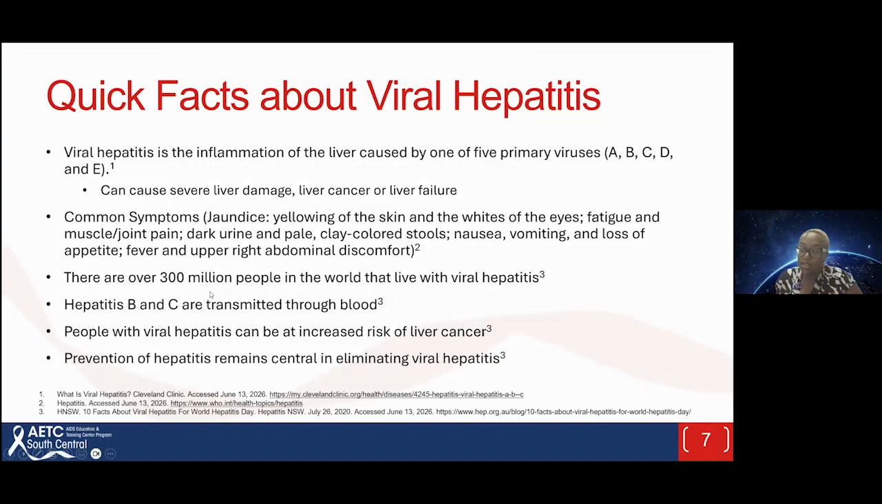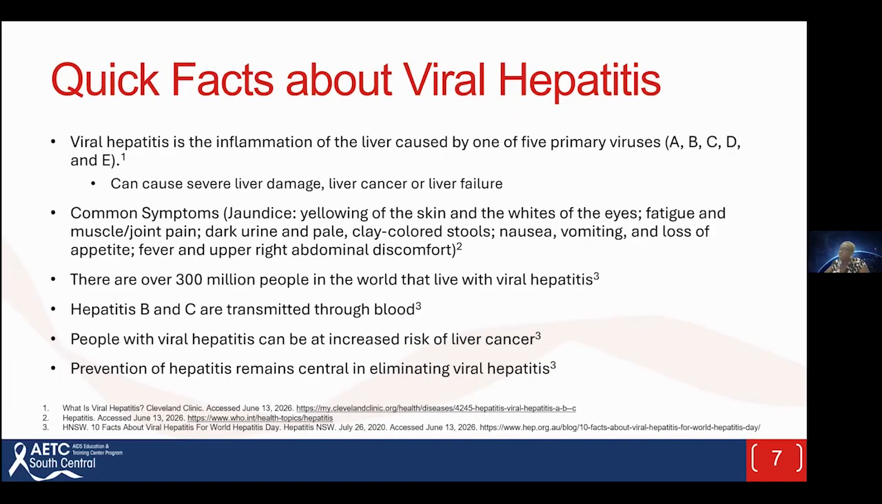Okay. So I wanted to provide some quick facts about viral hepatitis. Viral hepatitis is the inflammation of the liver caused by one of five primary viruses: A, B, C, D, and E. It can cause severe liver damage, liver cancer, or liver failure. Some common symptoms, as some people put into Menti, are jaundice, which is the yellowing of the skin and the whites of the eyes, fatigue and muscle joint pain, dark urine and pale clay-colored stools, nausea, vomiting, and loss of appetite, fever, and upper right abdominal discomfort.